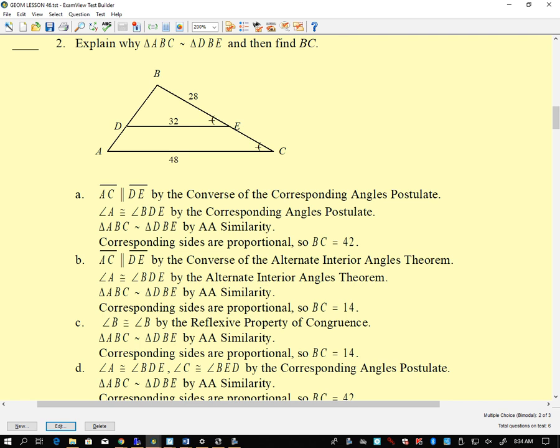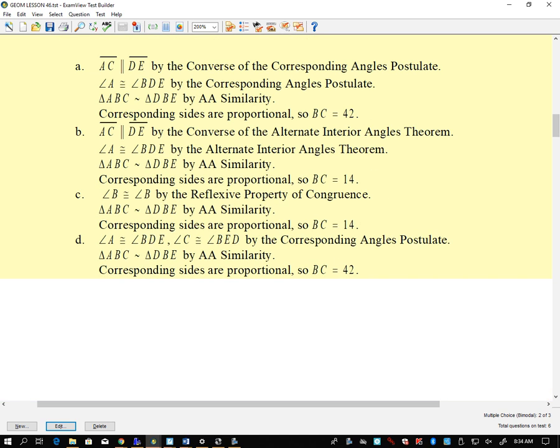Yes, they are. And even then, we could have done angle D to angle A, because corresponding angles are congruent, all right? So they want you to find BC, so we would be setting up proportions to do that. I'm going to move on.